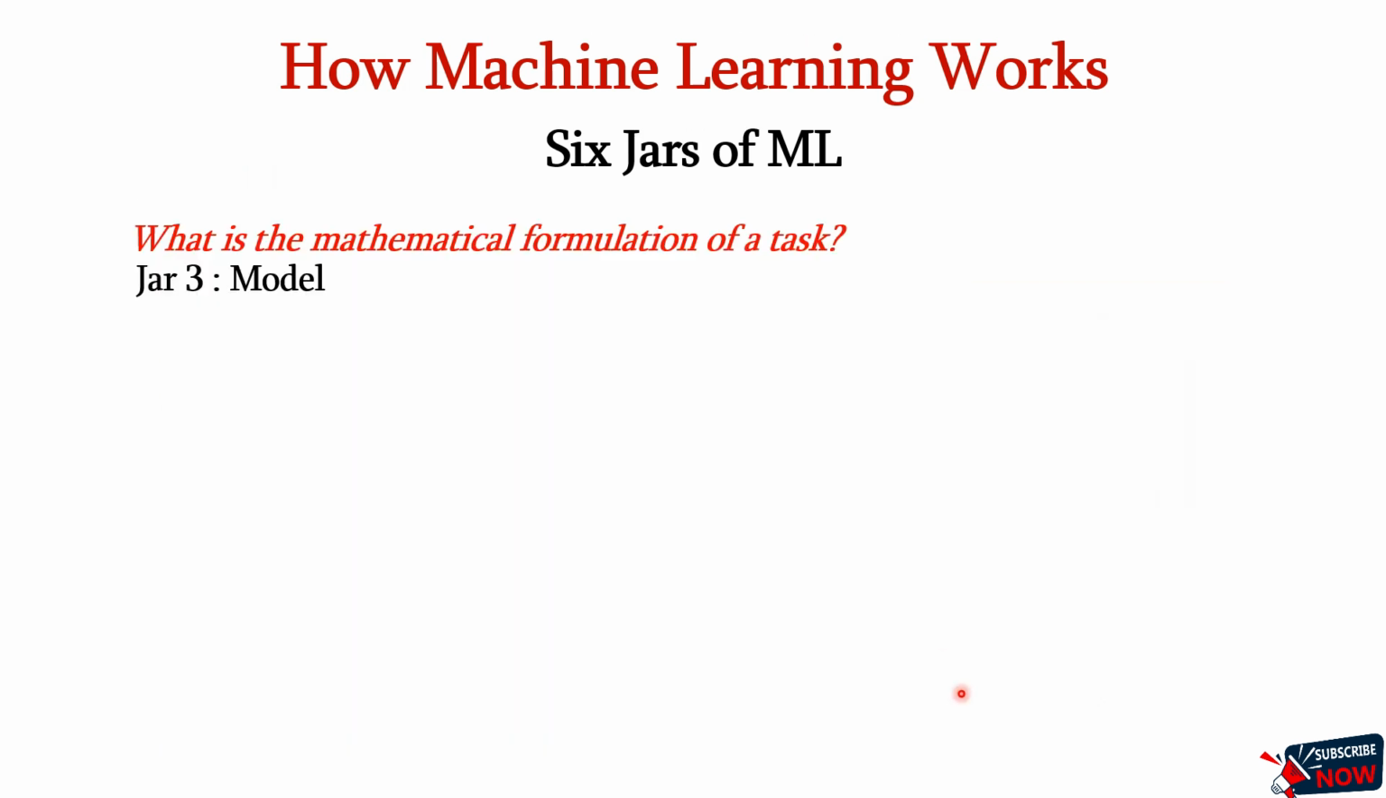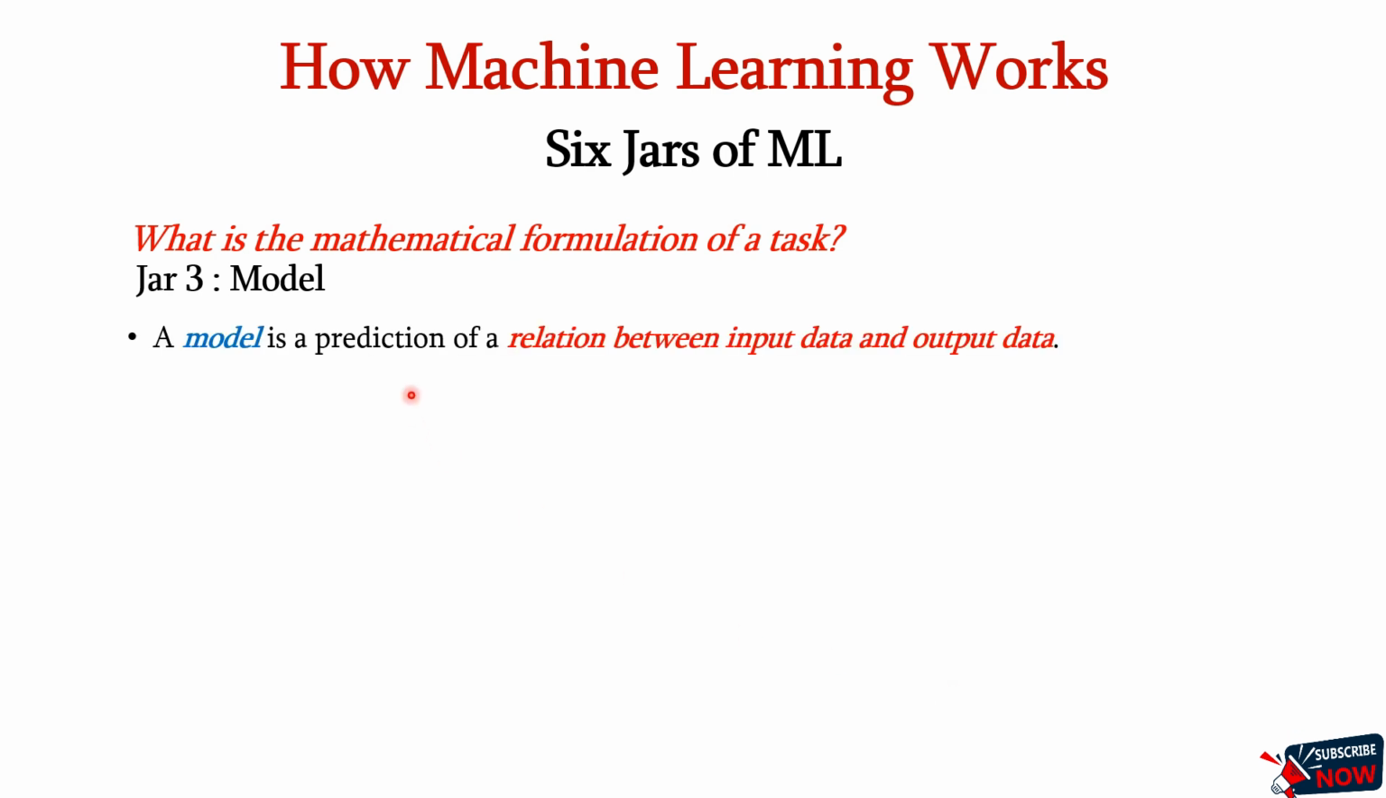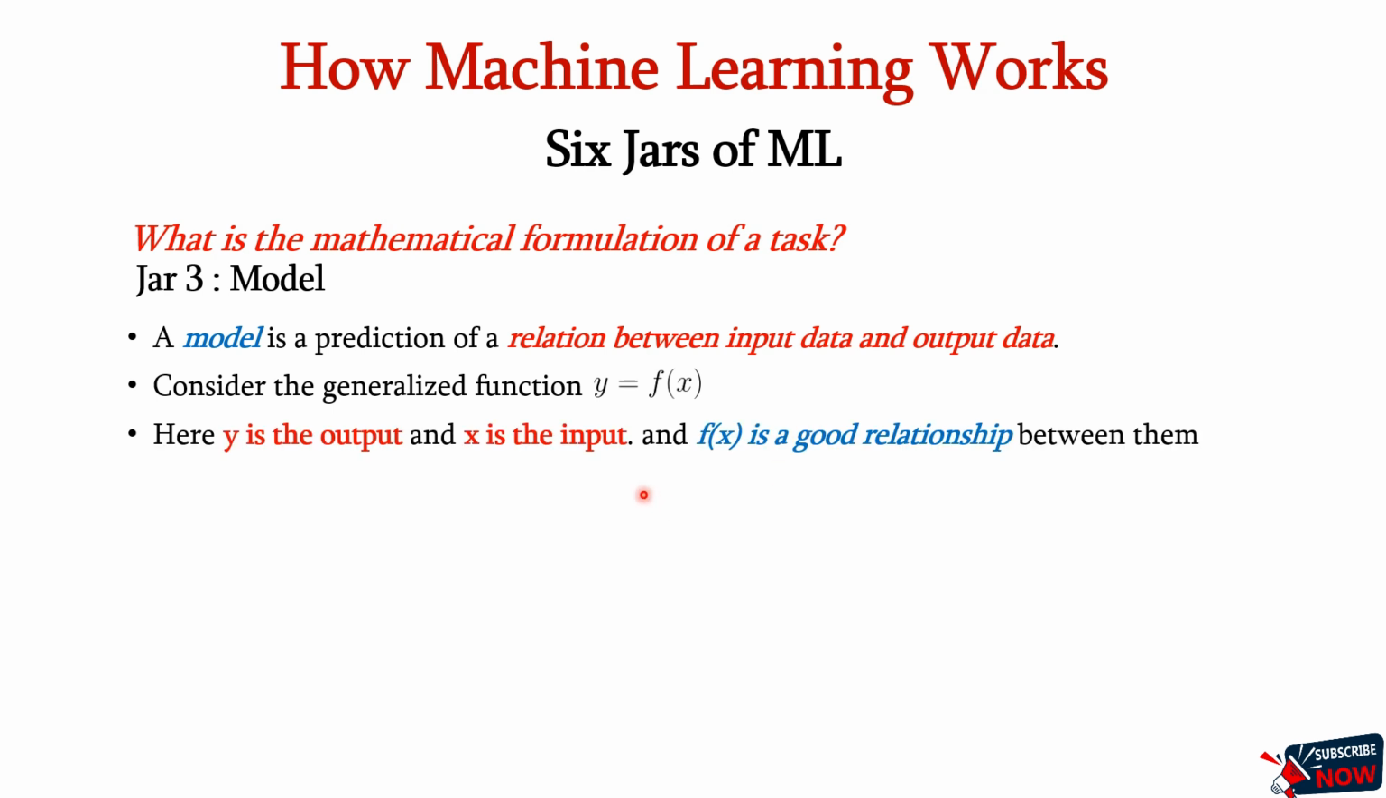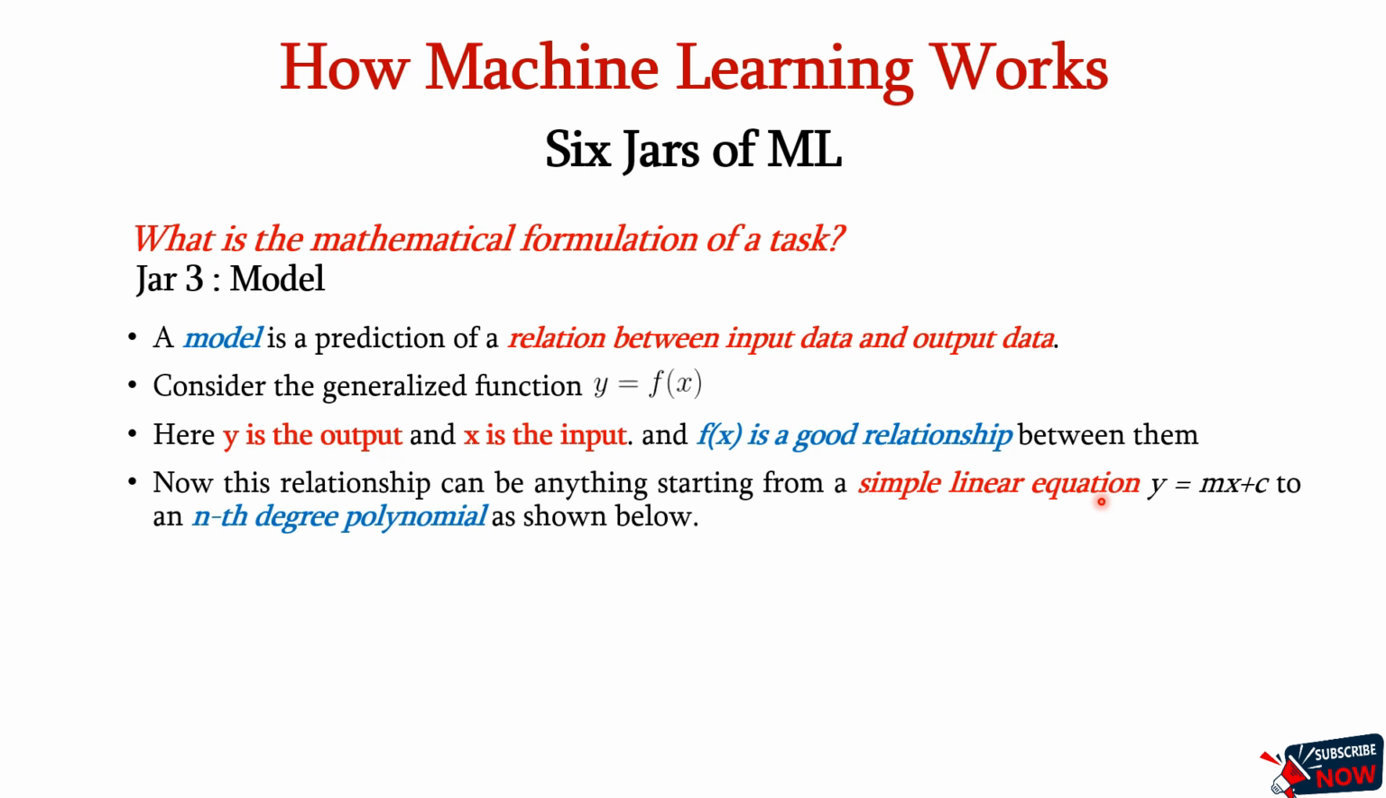Now we have data and identify the task. Next we have to model the task. So that is the purpose of jar 3. A model is a prediction of a relation between input data and the output data. For example, consider this function y equal to f of x, where y is the output, x is the input, and f of x depicts the relationship between them.